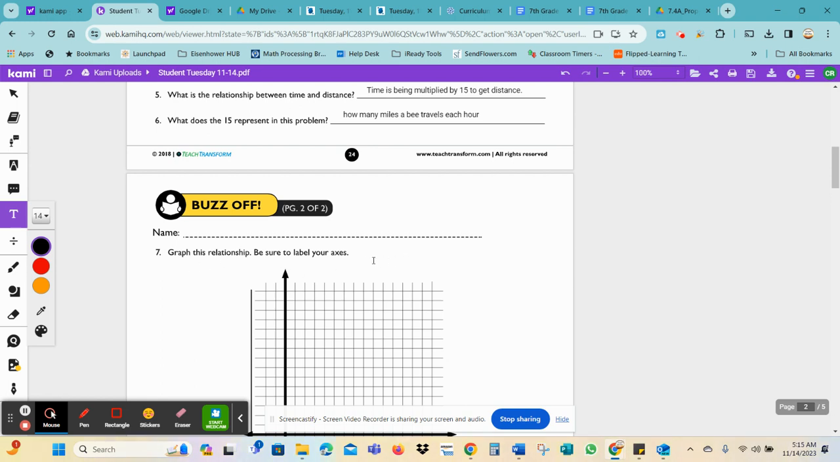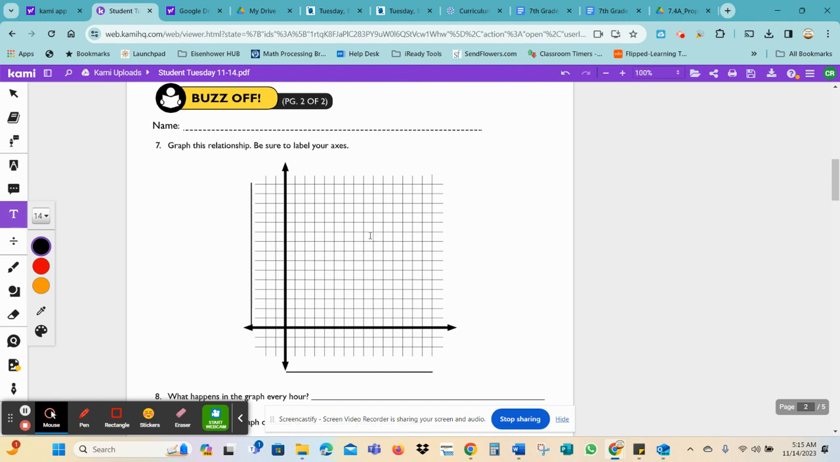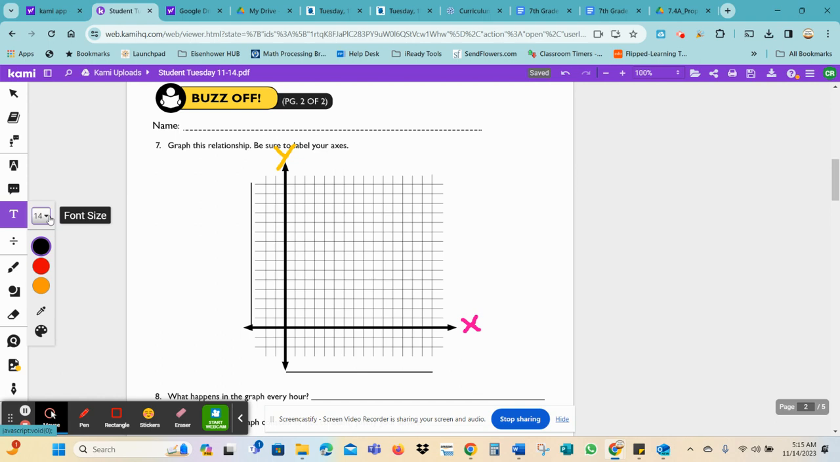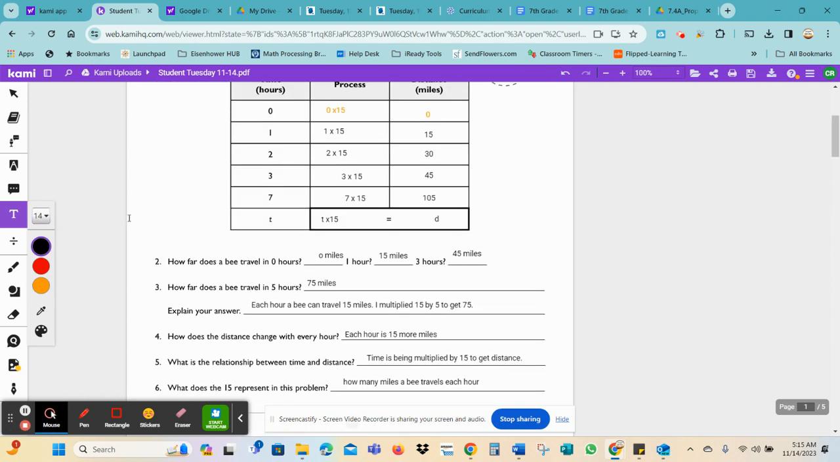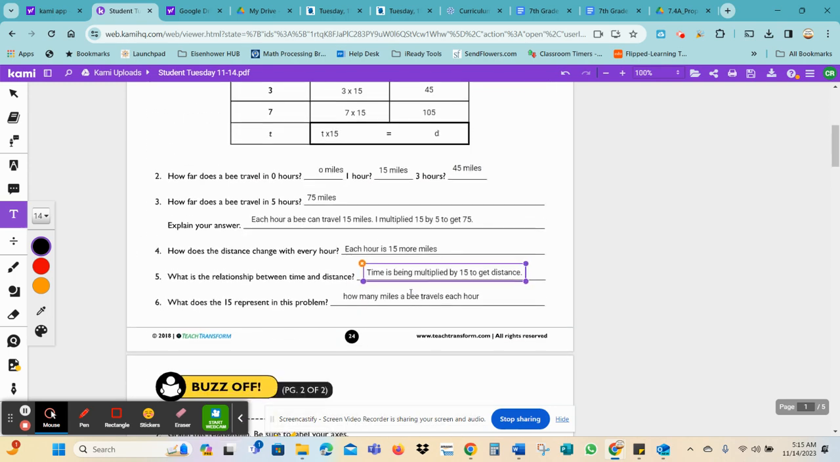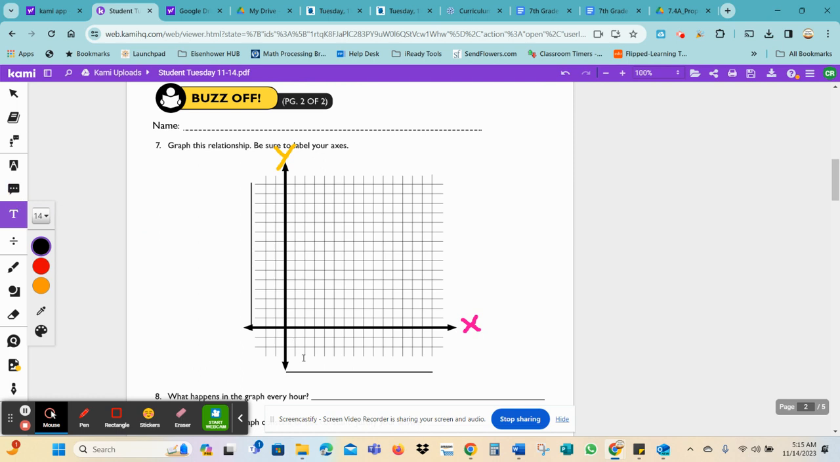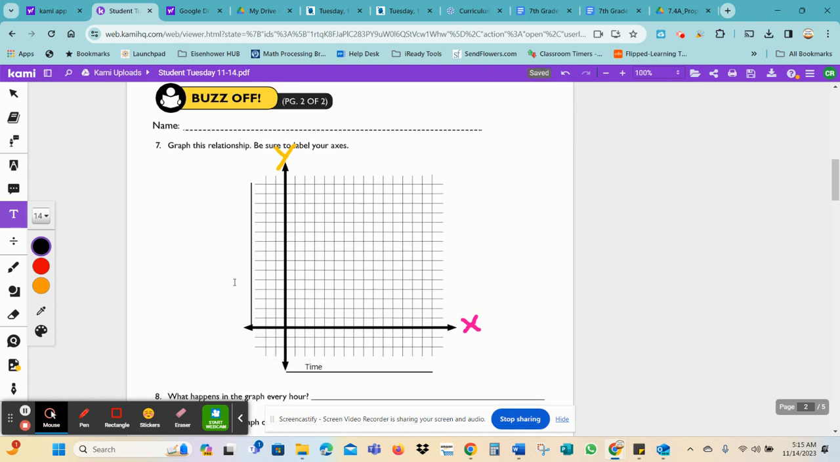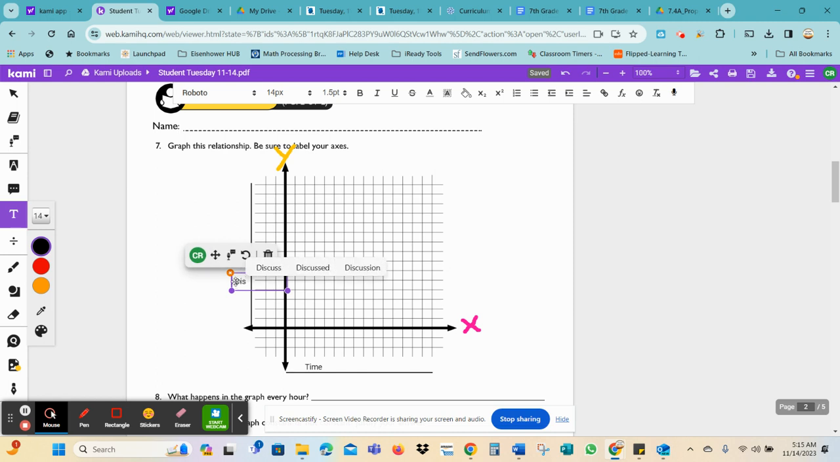We need to graph this relationship, so be sure that you label your axes. So remember that in our vocabulary, this is my x-axis, and let me change the color. This is my y-axis. And then we're going to label. So on my x-axis, remember that I have two columns. So looking up here, I have time and distance. So what do you think is going to be at this for my x-axis? Very good. I'm going to put time there. And then this one right here, I'm going to have distance.